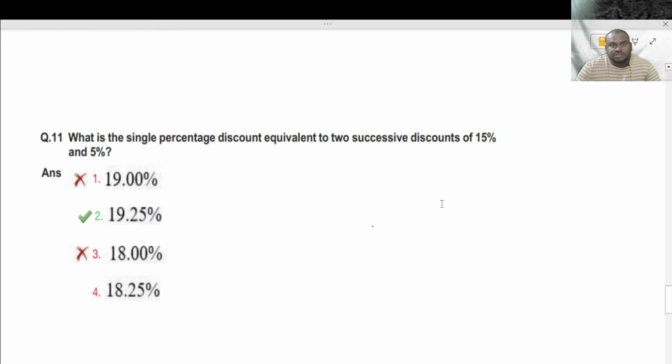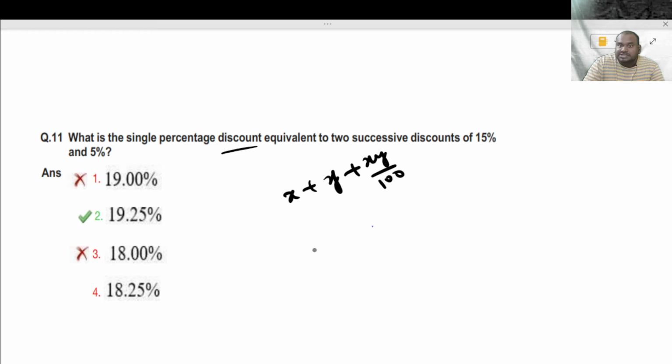Second option. What is a single percentage discount equivalent to two successive discounts of 15% and 5%? So I told you, if successive increases are there, then x plus y plus x into y by 100 is the formula. So here successive discounts are there. So the successive increments formula is this one. For successive discounts, we put minus in front of them.